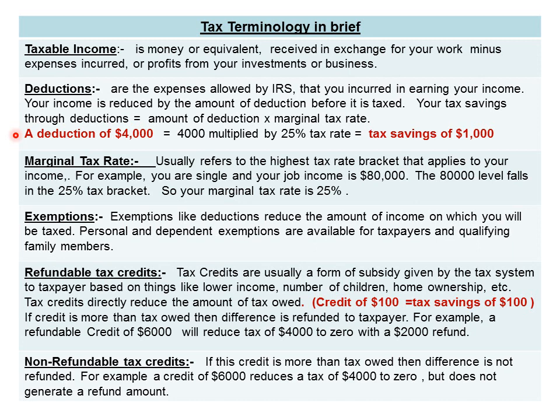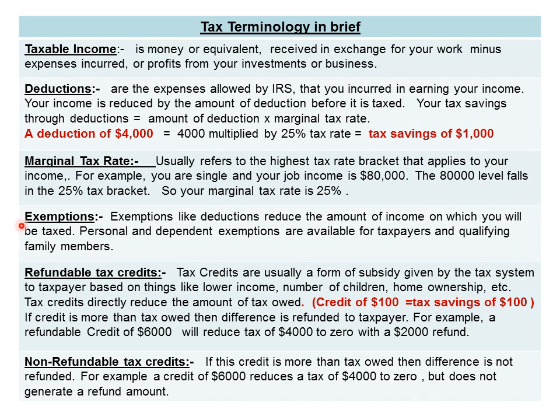Marginal tax rate usually refers to the highest tax rate bracket that applies to your income. For example, you are single and your job income is $80,000. The $80,000 level falls in the 25% tax bracket. So your marginal tax rate is 25%.